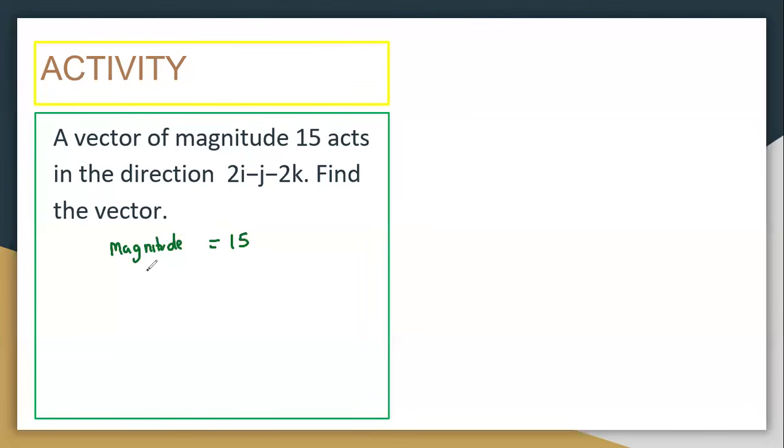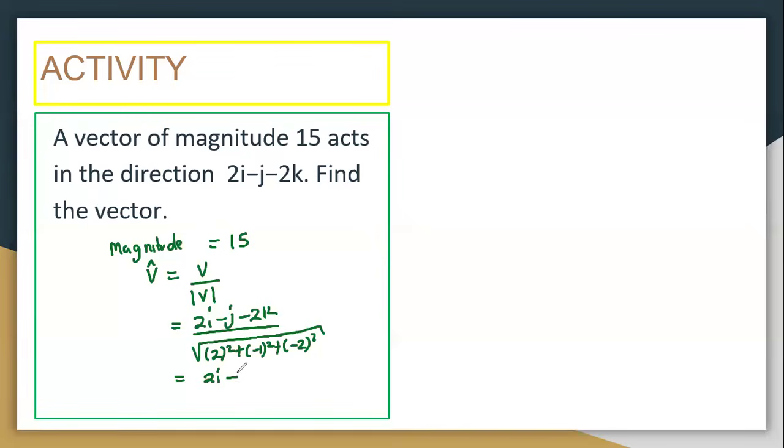So I said v hat is equal to the vector divided by the magnitude of the vector. Then v hat is equal to 2i minus j minus 2k out of square root of 2 squared plus negative 1 squared plus negative 2 squared. Then when you work that out, you get v hat is equal to 2i minus j minus 2k all out of root of 9. Once I got that, I now have my v hat.